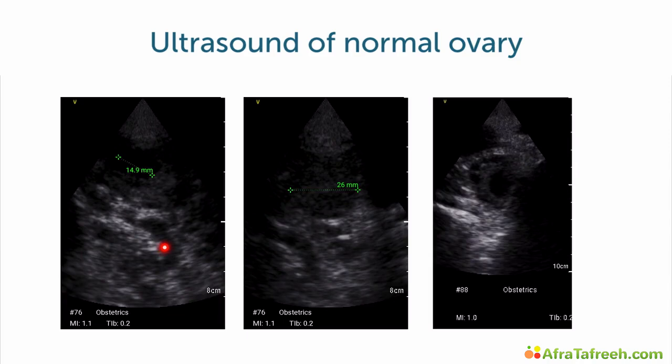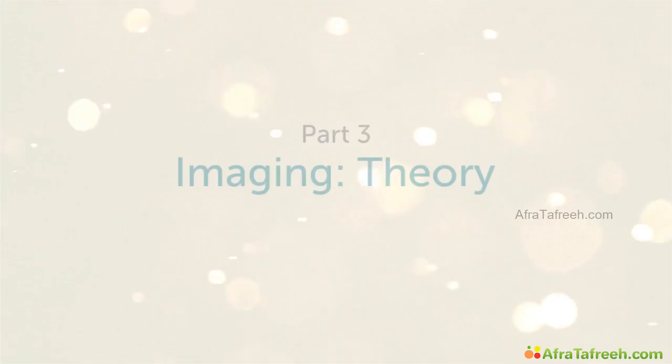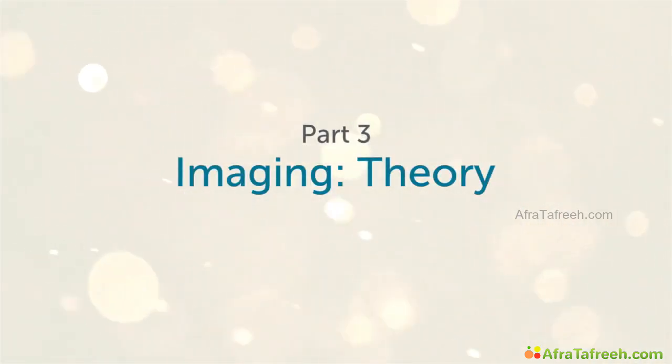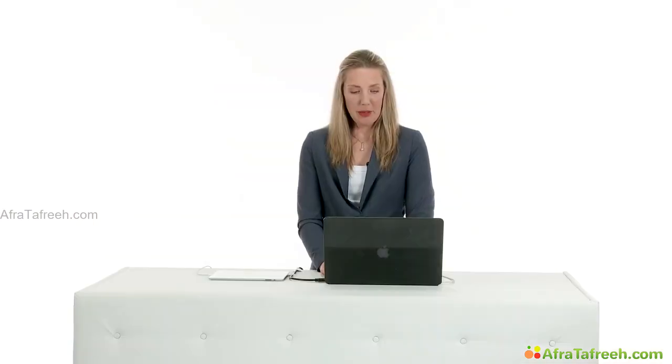And here I'll show you 3 images of normal ovaries. This is the left one. This is the right one, also measured. And this is an image of the ovary where we can see in the middle a little cyst or follicle. Let me now show you how to achieve these images.